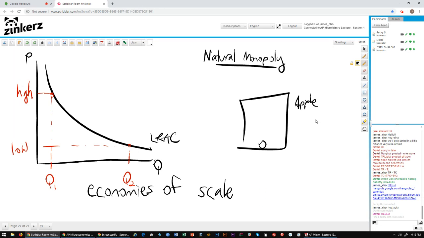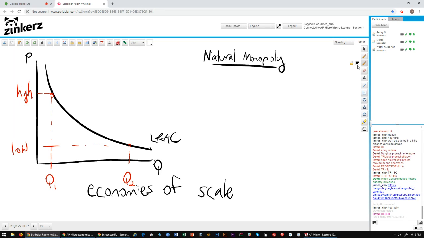So that's why we like to see Apple competing against Google, competing against Samsung, competing against, who else is there, Motorola or something like that. We need a lot of competition. But sometimes we have something known as a natural monopoly. A natural monopoly happens because of economies of scale, what we're talking about here, where it's better to be bigger. Think about this situation.